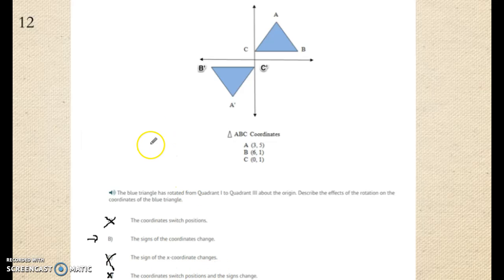Again, when it says switch positions, it's almost like you're cutting the triangle apart and putting A down here or something crazy. We don't switch positions. So this one would be that the signs of the coordinates change.